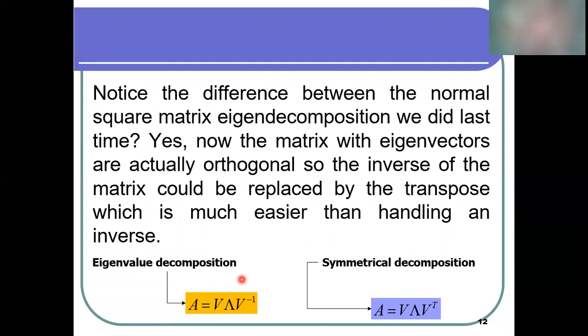You have to notice the difference between the normal matrix decomposition, which we did last, and the symmetric one. If you can see, the eigenvectors are actually orthogonal for a symmetric matrix. In that case, the inverse of the matrix could be replaced with the transpose, which is much easier than handling an inverse. So if I differentiate, in eigenvalue decomposition A can be written as V diagonal matrix into V inverse. But in symmetrical decomposition, if A is a symmetric matrix, then A is V diagonal matrix into V transpose.